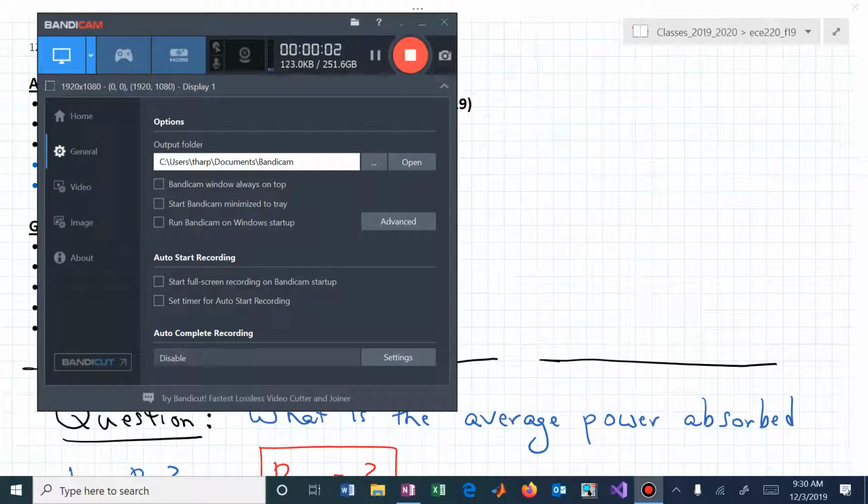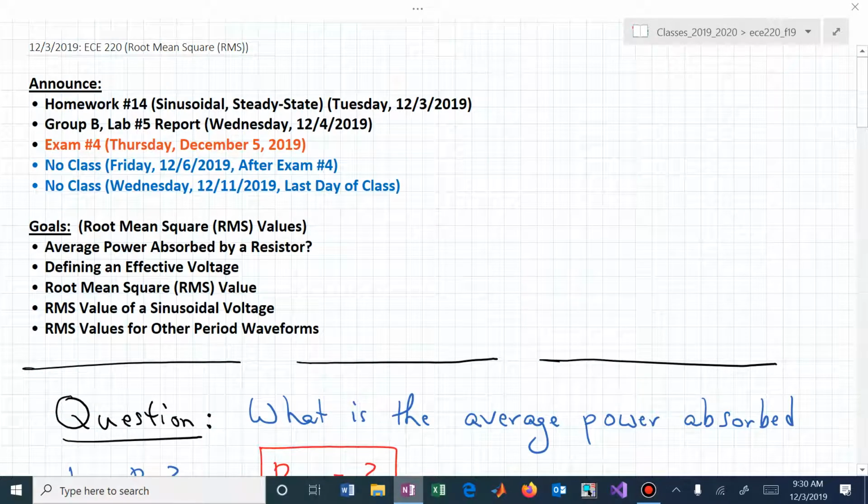Welcome back to ECE 220. Today we're talking about root mean square, RMS. It's something you probably see stamped in a lot of different places, and hopefully after today, you'll feel more comfortable or confident in what that means or what that represents.